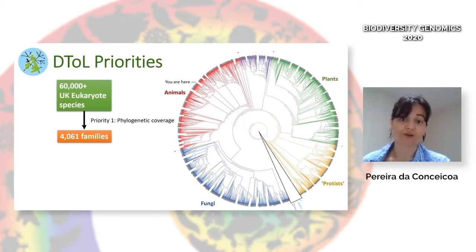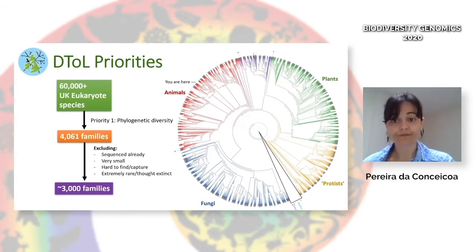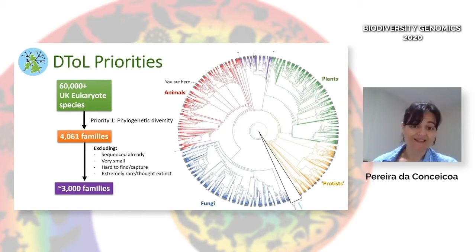And this represents 1/3 of families on Earth, which is a good basis for global projects. So now we need to exclude those that have been sequenced already, and at least for the first phase, those that are very small, hard to find or capture, or extremely rare or thought to be extinct. So this takes us to about 3,000 families.